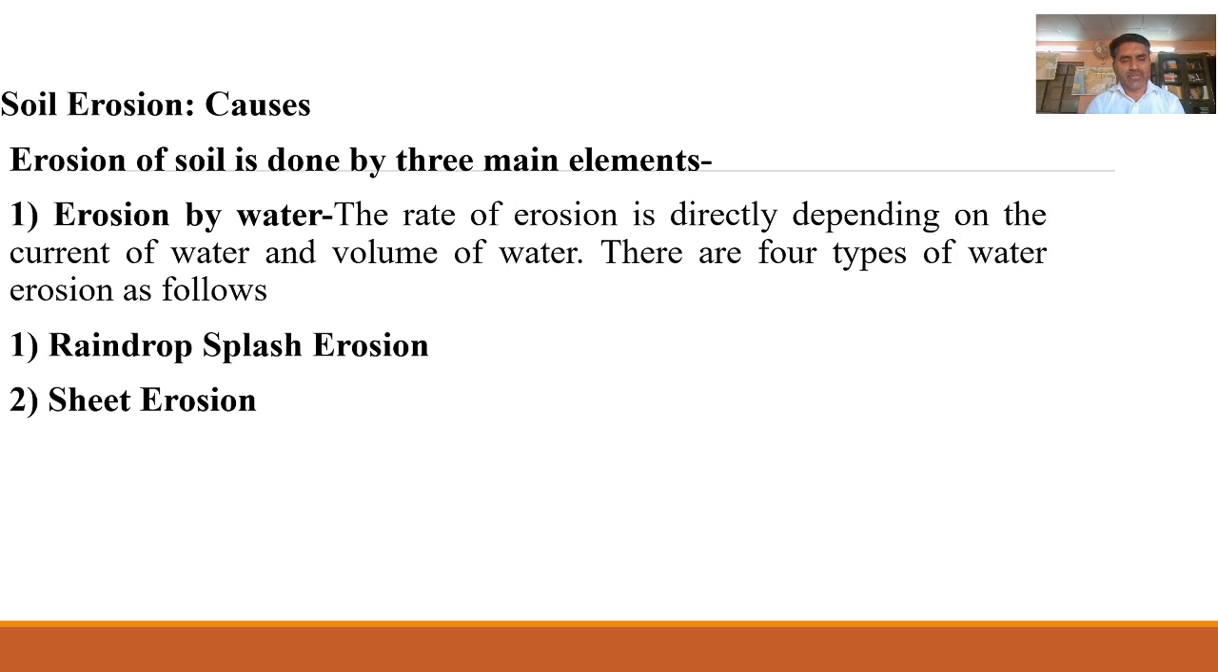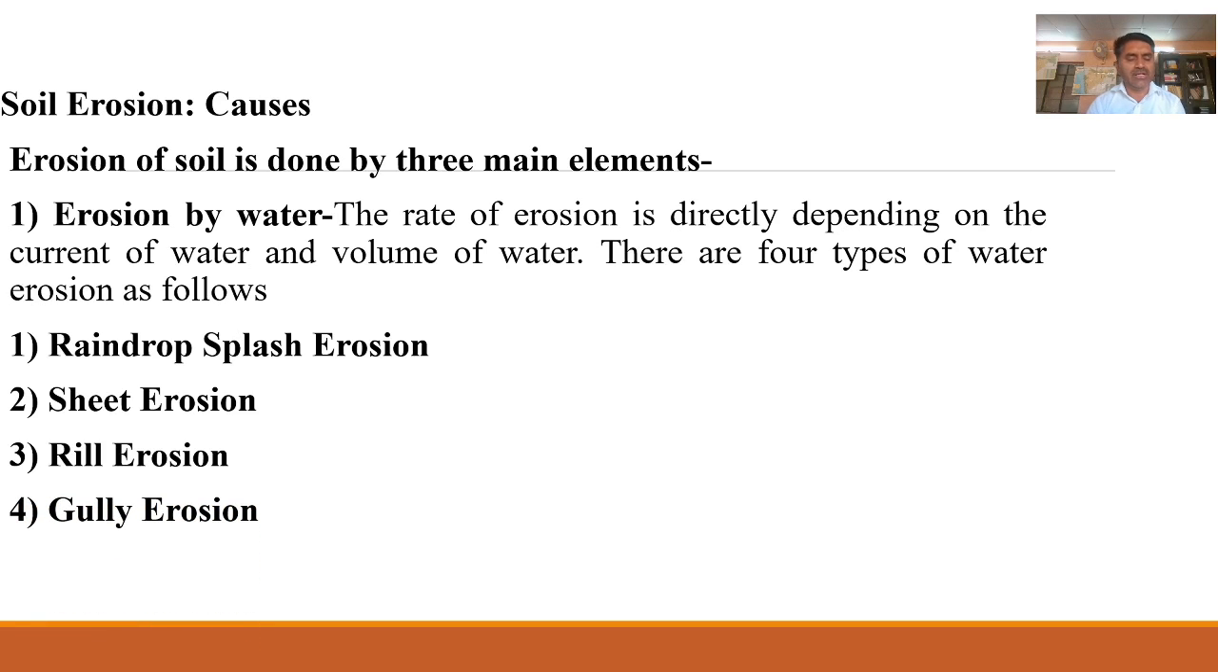Next one is sheet erosion. Sheet erosion means whenever there is a flood, particularly in the rainy season, complete removal of the surface of the soil, that is nothing but sheet erosion. Means complete removal of the soil particles is called sheet erosion. There are rills in the river part, particularly in the upper basin, and those rills also carry soil particles with the water flow, and this is also one cause of soil erosion.